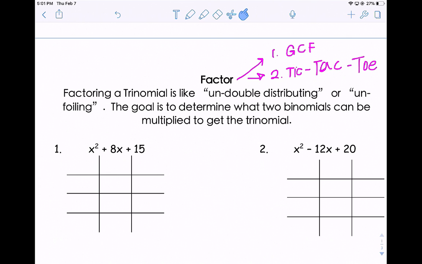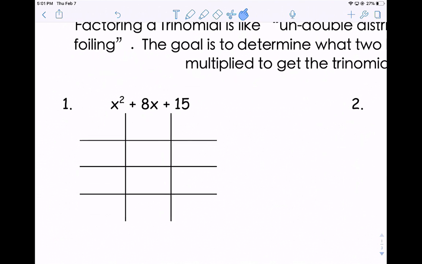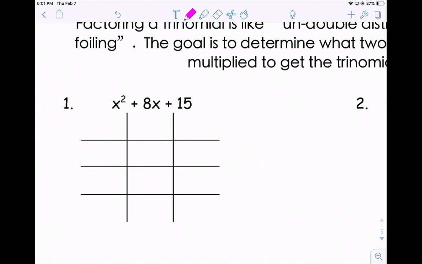So the way we're going to use this tic-tac-toe little grid here is we're going to fill in the pieces that we have, and then we're going to use the grid to kind of organize our steps so we can see what happens. All right, so the first part is to just set up your tic-tac-toe grid. So the very first term, x squared, always goes in the top left, like that. The positive 8x, the middle term, always goes in the bottom right. So this is a positive 8x. And then 15, the last term, always goes in the top middle.